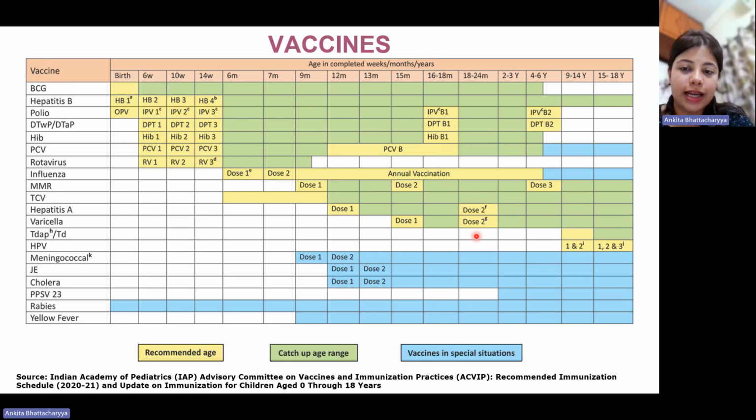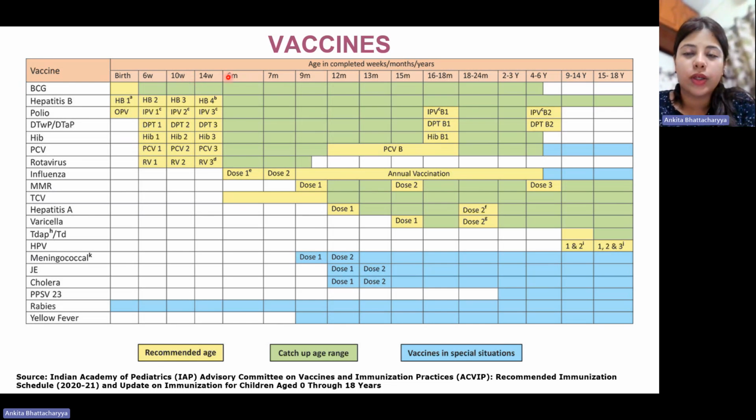It's just for your understanding and to relate what you're studying with practical utility, because in the long run, if you want to go into research, that's the goal. So from birth till the age of a few weeks, from 6 weeks, 10 weeks, 14 weeks, and so on and so forth, you can see the recommended age for any vaccine and what is the overall catch-up range within which you should definitely take the vaccine, and some special situations whereby certain other vaccines are usually recommended.